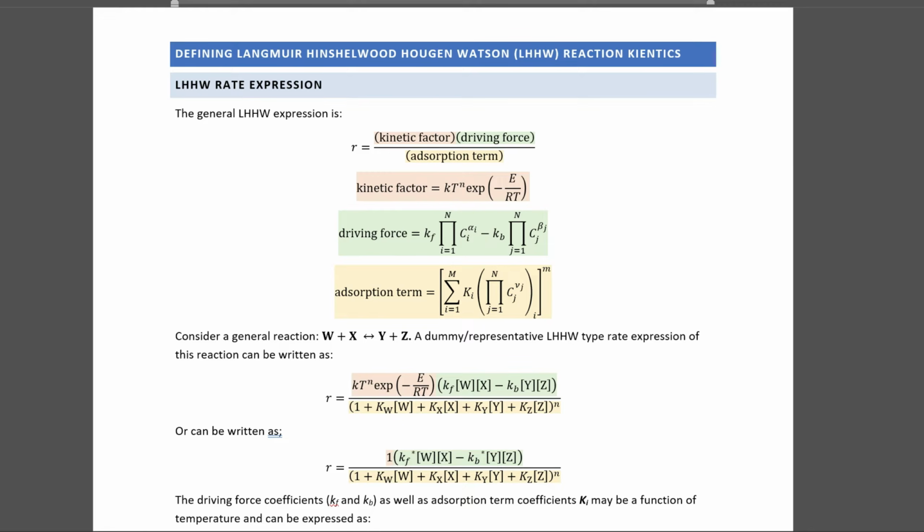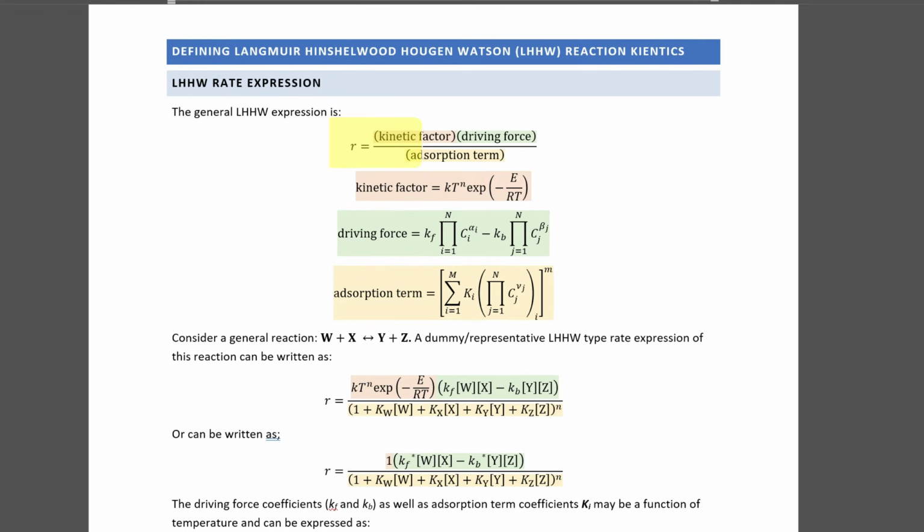Langmuir-Hinshelwood-Hougen-Watson type of reaction kinetics are very common for heterogeneous catalyzed reactions, where the reaction kinetics and mass transfer play a competitive role in the calculation of the overall rate of the reaction. The general expression for LHHW type of kinetics involves the terms of a kinetic factor, a driving force, and an adsorption term. The driving force expresses concentration-based reversible reaction rates, and the adsorption term indicates the competitive adsorption of the involved species in the heterogeneous catalytic reaction.